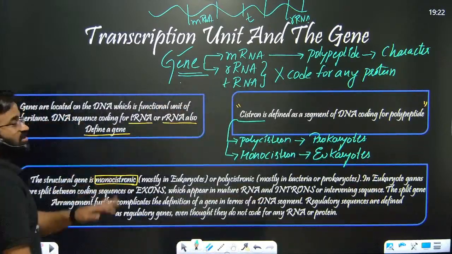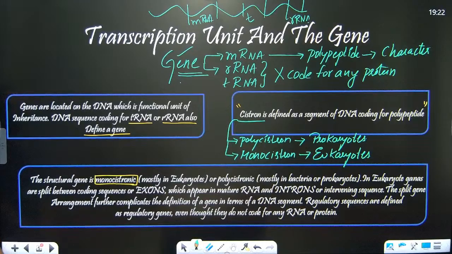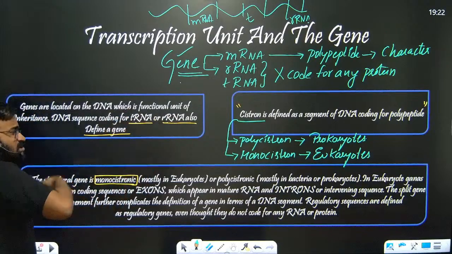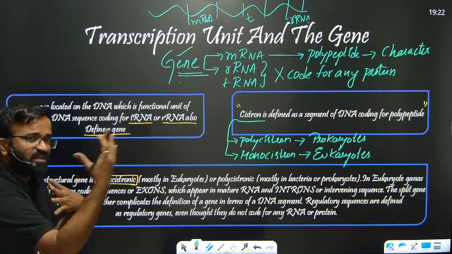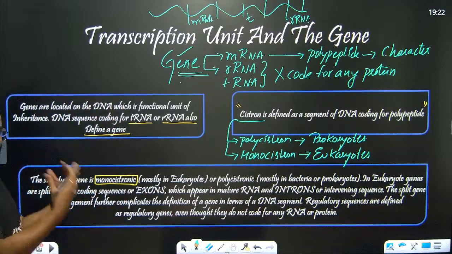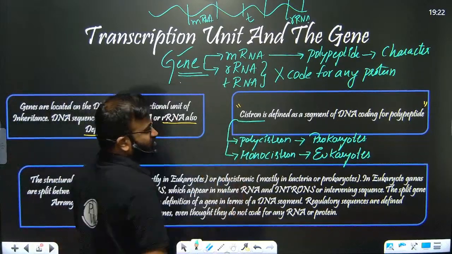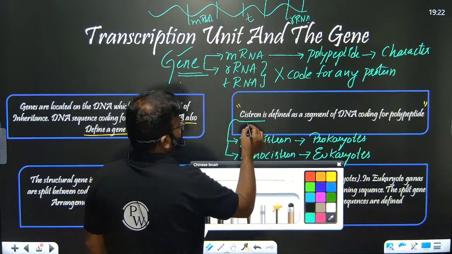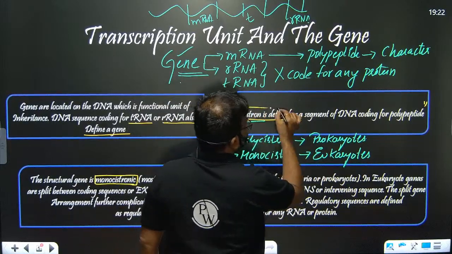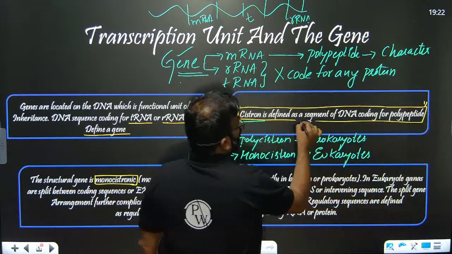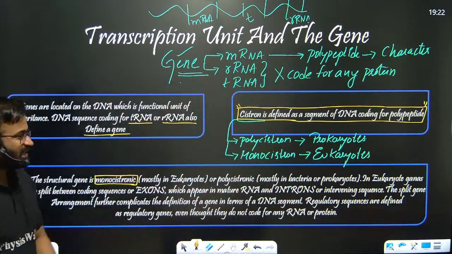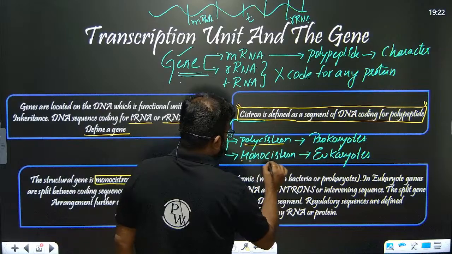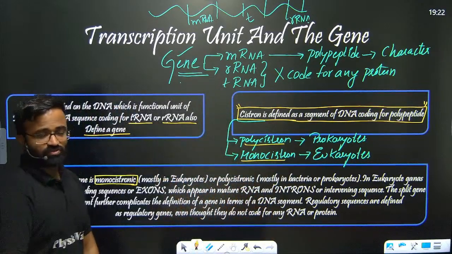So genes are located on the DNA, which is a functional unit of inheritance. DNA sequence coding for tRNA or rRNA are also defined as a gene. So in order to bring the differentiation between these three, scientists have introduced a new term called cistron. Cistron is defined as a segment of DNA coding for a polypeptide, and there are two types of cistrons, that is polycistron and the monocistrons.